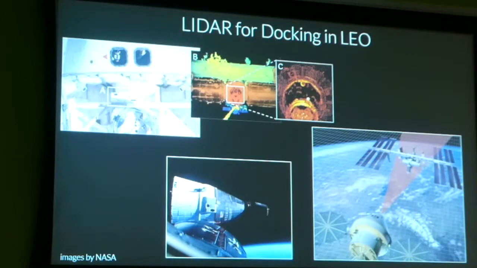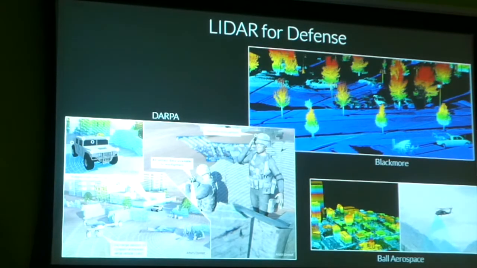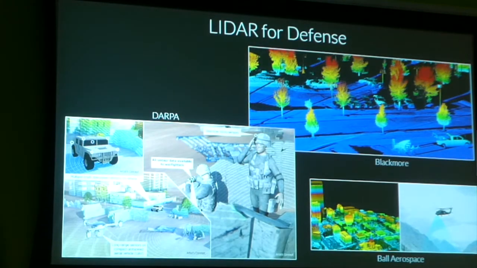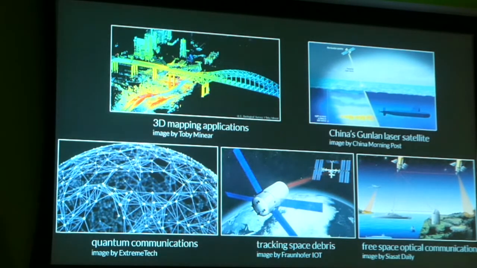We use LIDAR on the International Space Station. The capsules that we send up to dock with the space station have LIDAR on them, and they use this to determine the distance from the space station and their orientation, so that they can dock correctly. Of course, there are applications in surveillance and defense, and here are a few other interesting applications. 3D mapping. China is apparently developing a satellite-based LIDAR system that can track submarines that are hundreds of meters below the ocean surface.